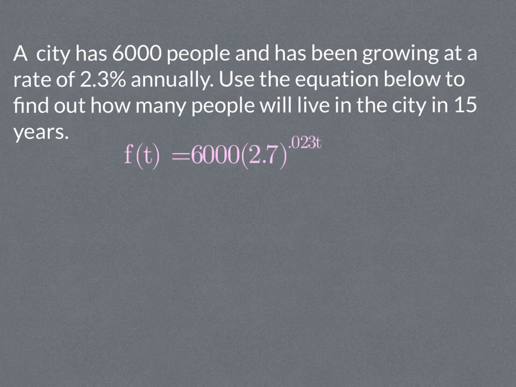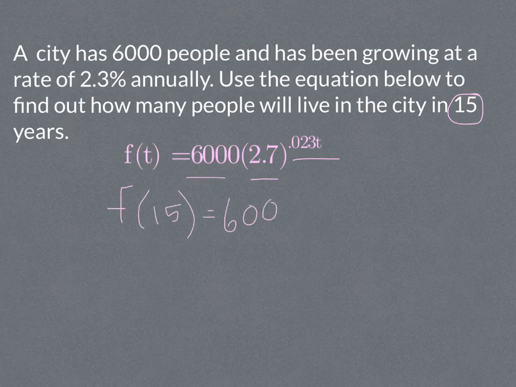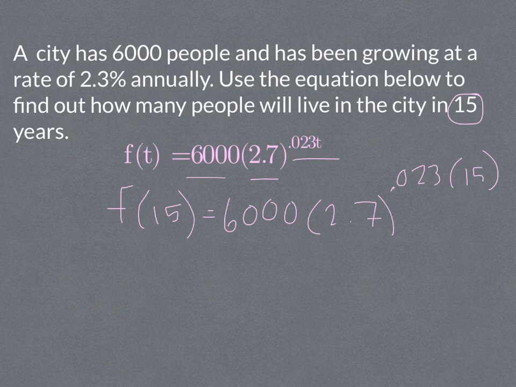So if we want to solve this problem, and we know we have 6,000 people, we have our continuous growth number, and our percentage rate is 0.023 times t, for t is number of years. Then we can figure out how many people will live in the city after 15 years by simply plugging 15 in for t. So we get 6,000 times e to the 0.023 times 15. And assuming I did my calculations on my phone right, that was the calculator I used.